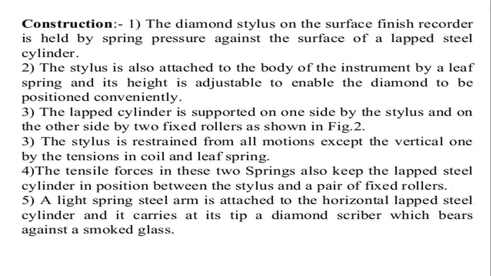Next, the diamond stylus on the surface finish recorder is held by a spring pressure against the surface of a lapped steel cylinder. So this is attached to the lapped steel cylinder, in which it gets the spring pressure against the surface of the lapped steel cylinder. And the diamond stylus is the surface finish recorder here.